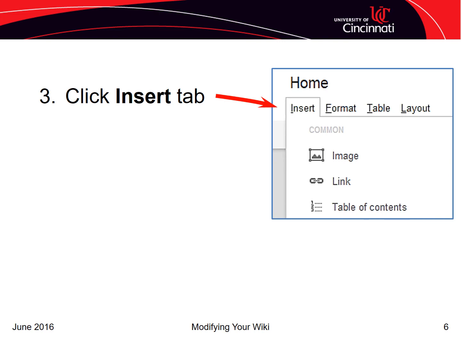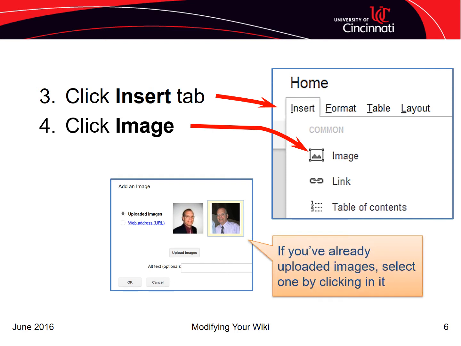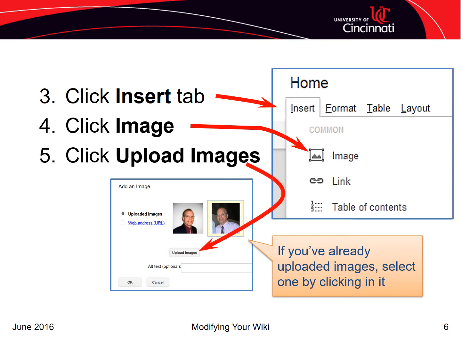Now click the Insert tab, then click Image. This will take you to the Add an Image dialog box where you can either click on an image that you've already uploaded or you can upload an image from the computer. We'll assume that you've not uploaded an image, so click the Upload Images button.